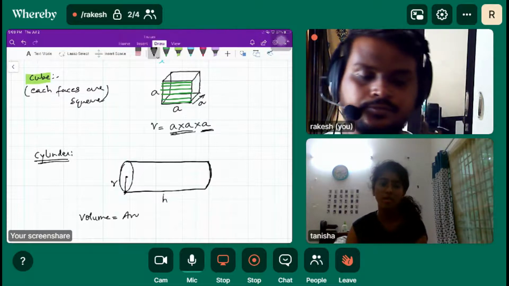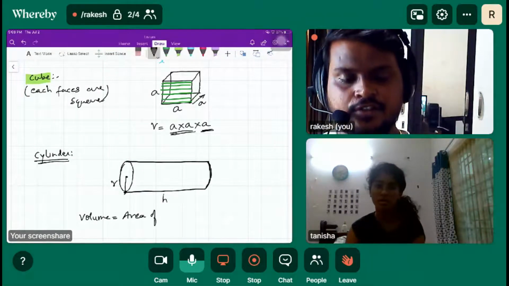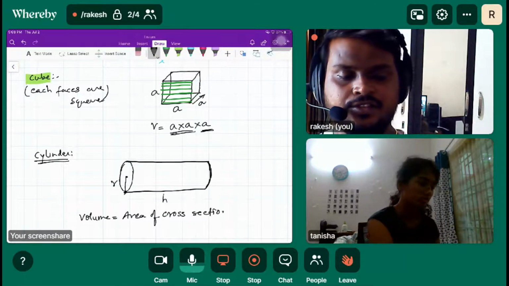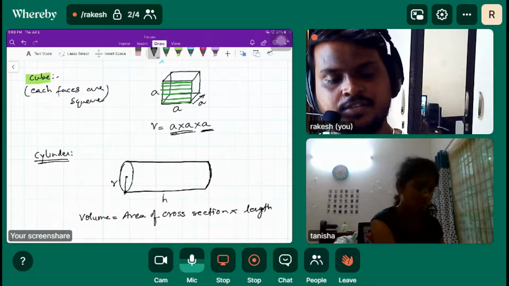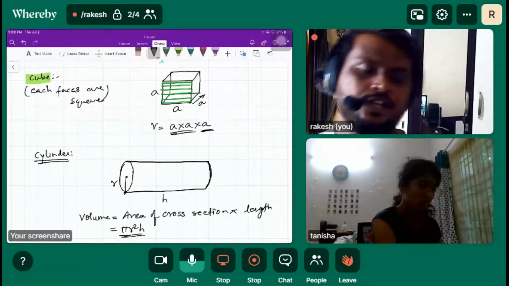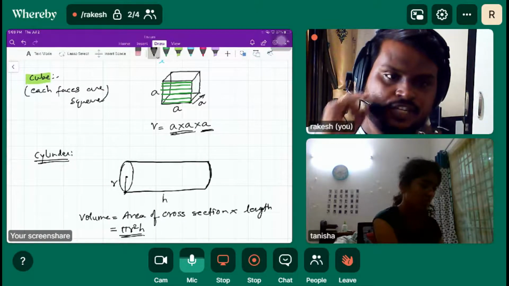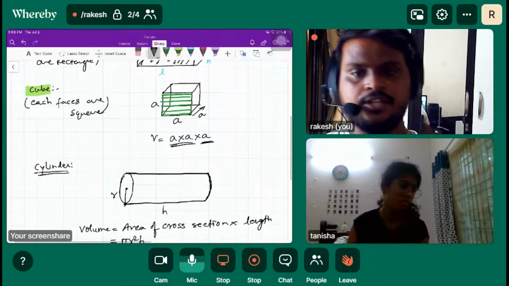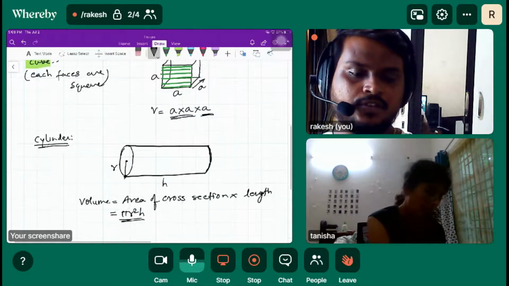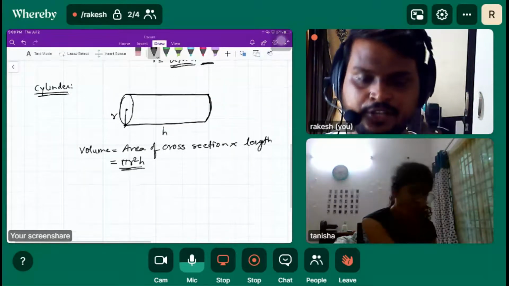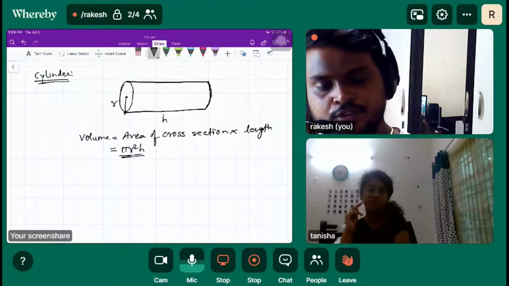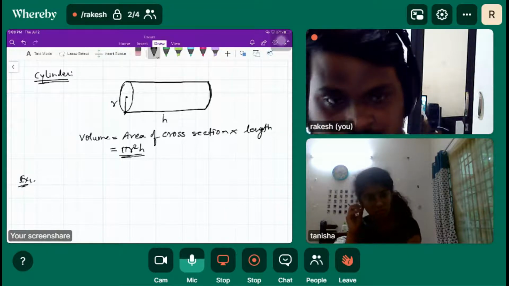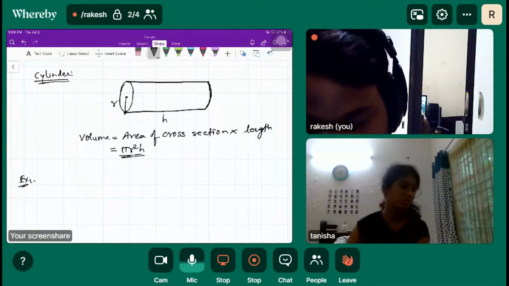Pi r square into h. Yes. So area of cross section into length. So that is basically pi r square h. Okay. So these are some basic information about the volume of three-dimensional objects. Now let's solve some problems on this. It will make you more comfortable. Okay. So the question is, I'll have to draw the object.